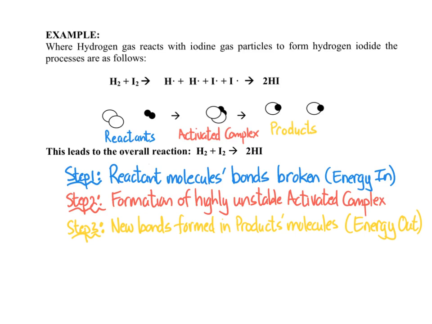So if we consider this example where hydrogen gas reacts with iodine gas, and these particles are placed in what we would call a reaction vessel, and these particles are able to collide with each other, and if they collide in the right way with the right amount of energy, in other words, they hit each other hard enough, they will break apart, as we see here, and will reform into a product, into molecules that look very different.